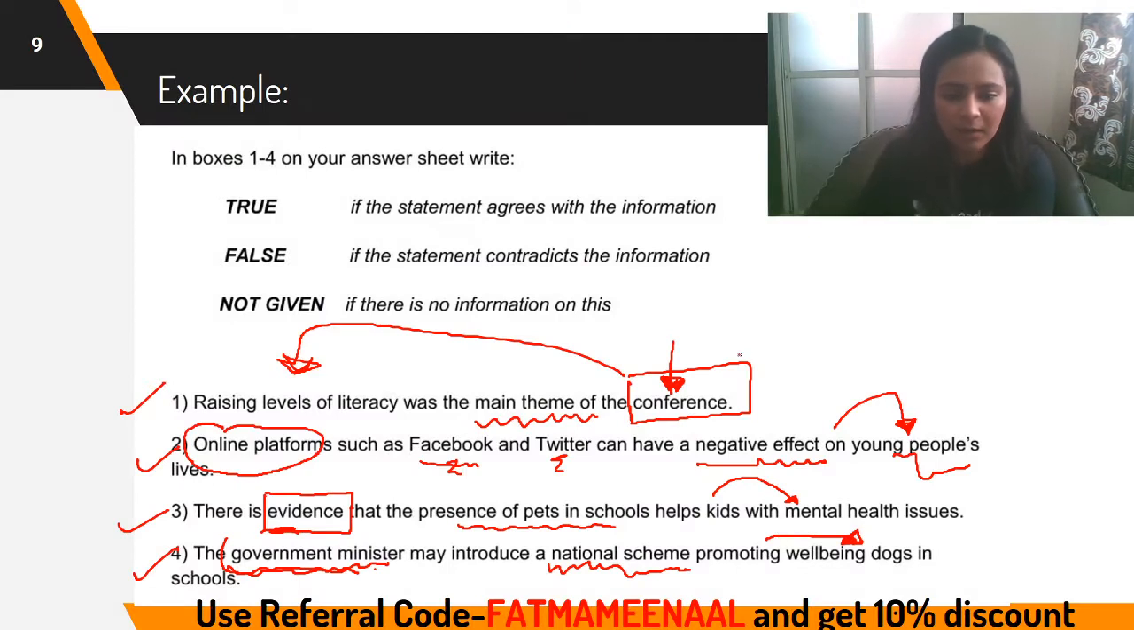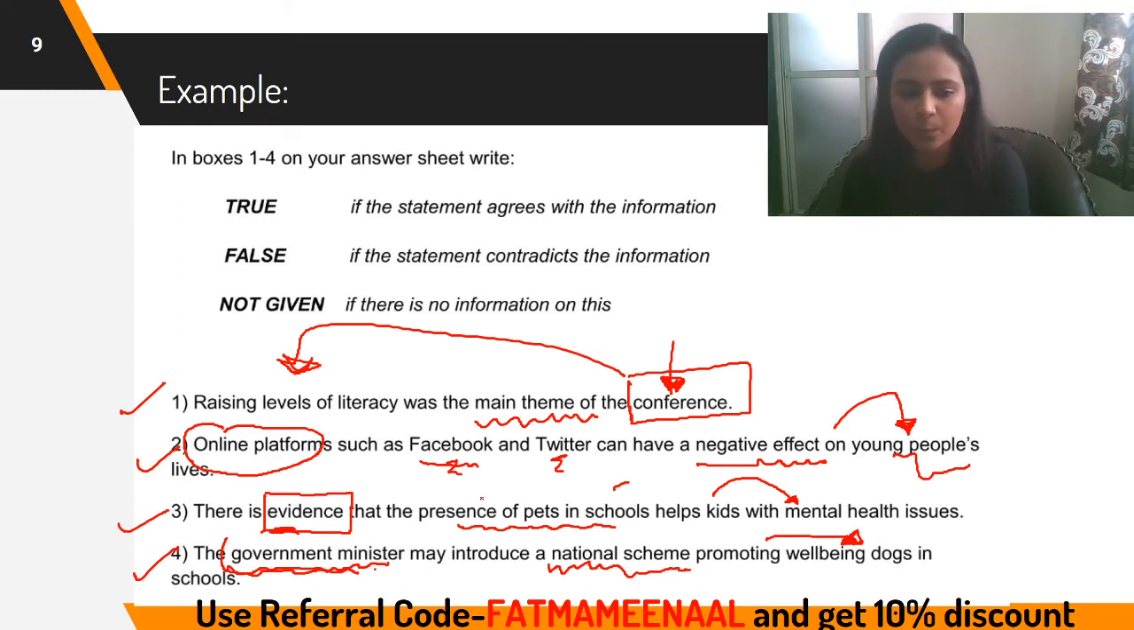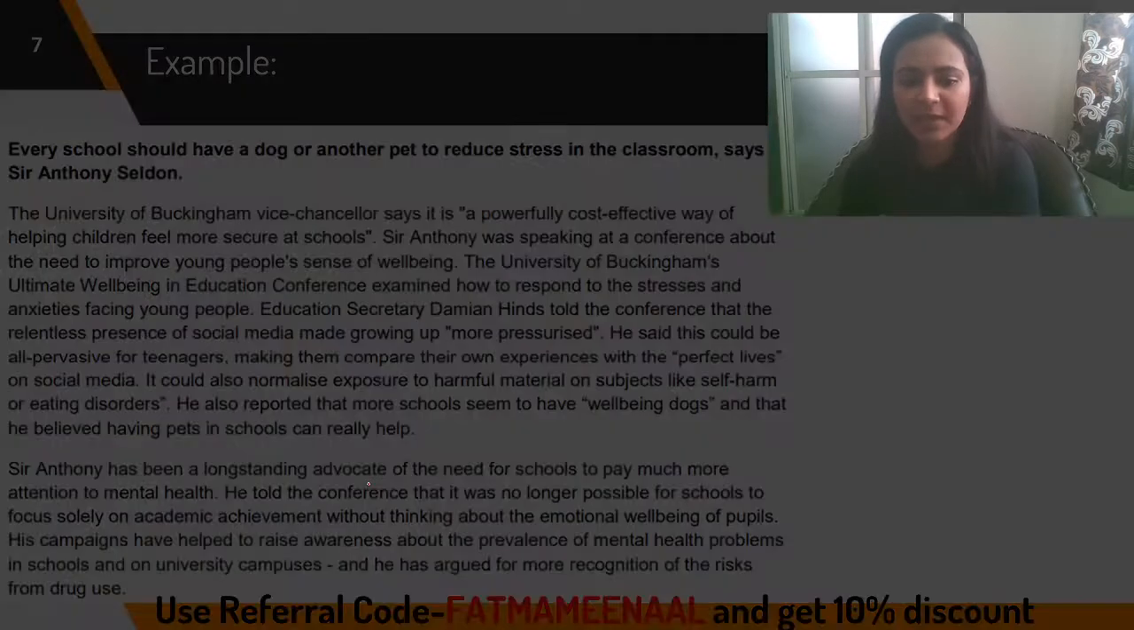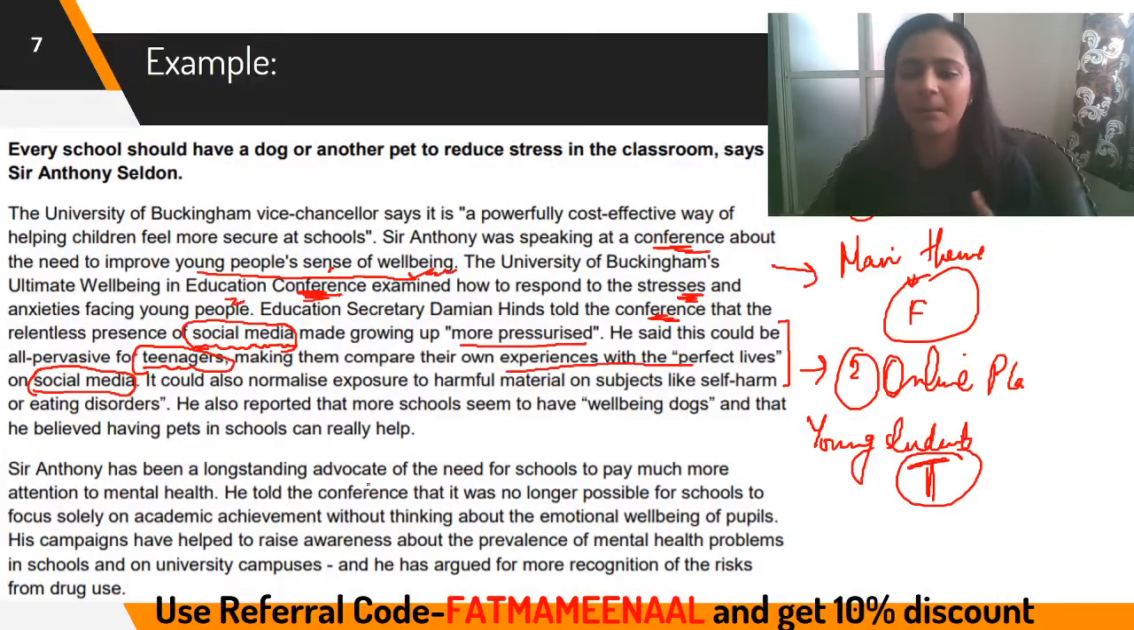Next one was talking about presence of pets in school helping kids with mental issues, and that is being put up in terms of some sort of evidence. So we have to be careful if it is being brought up as evidence. Okay? So try and start skimming and scanning in terms of finding your evidence. Don't start reading each and every word. Do it how I have done.